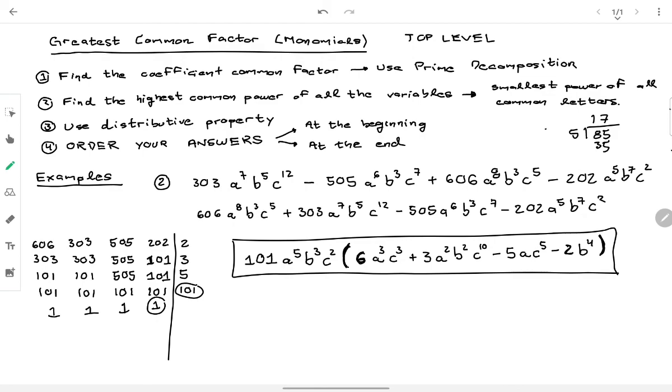So as we saw, it's the same to do monomial greatest common factor with smaller numbers and with bigger numbers. The only part that will change a little bit will be the prime decomposition, that maybe can be a little harder to do. So now you can start working on the top level activity of greatest common factor.